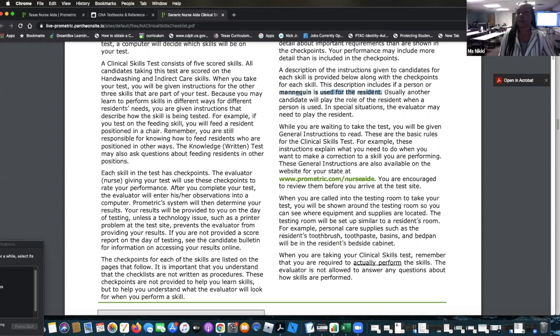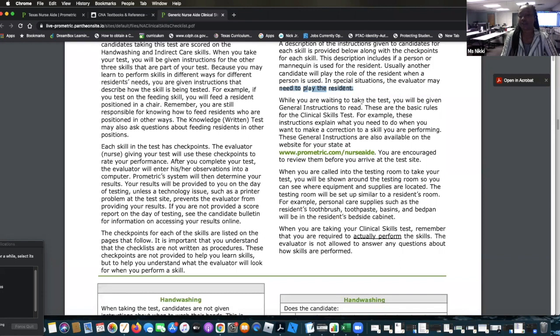And that's very important. Usually another candidate will play the role of the resident when a person is used. In special situations, the evaluator may need to play the resident. Wouldn't that be cool? Not scared at all. Maybe.